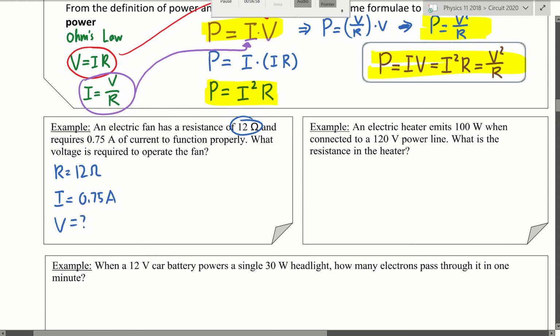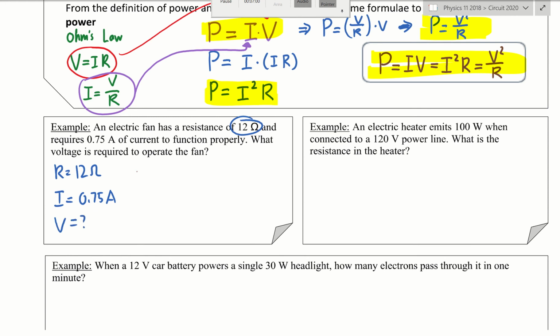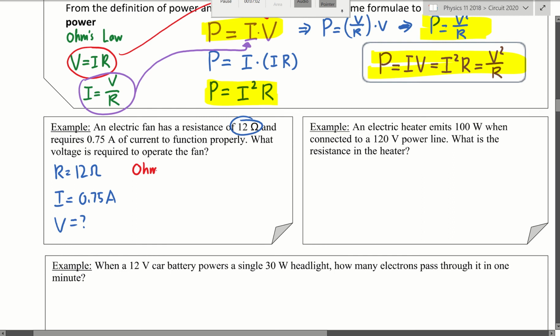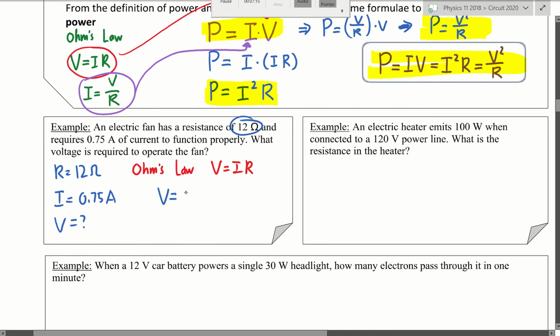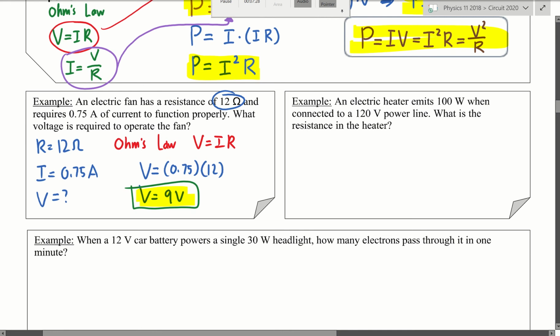Now, this is a very, very straightforward Ohm's law application, because Ohm's law is V equal IR, right? V equal IR. We have two out of the three things, so it cannot get easier than that. So we have voltage is equal to I, which is 0.75, multiplied by R, which is 12 ohms. So that will get you 9 volts. So the battery is a 9-volt battery. Okay, so that's one. Super quick, right?